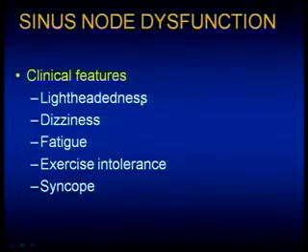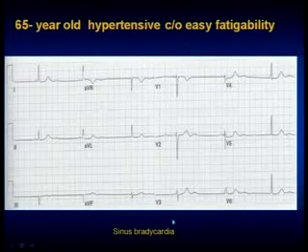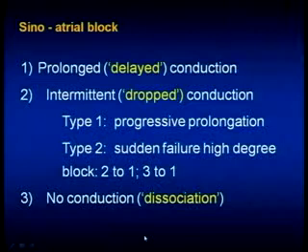They present with a history suggestive of cerebral hypoperfusion varying from lightheadedness to syncope. This is a patient who presented with fatigability, and the ECG had shown sinus bradycardia. As Dr. Green had already mentioned the degrees of AV blocks, even sinoatrial block can have varying degrees of conduction abnormalities. Type 1 is a delayed conduction, and type 2 is nothing but dropped, which also could have type 1, which is Wenckebach, and type 2, where it results in sudden failure and high degree block and dissociation when you have abnormalities in sinoatrial conduction, totally dissociated.